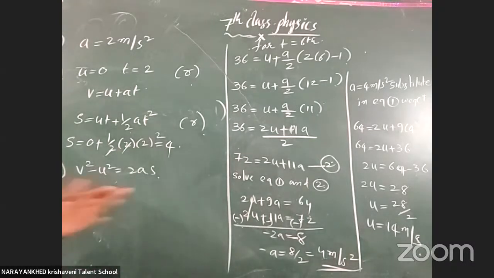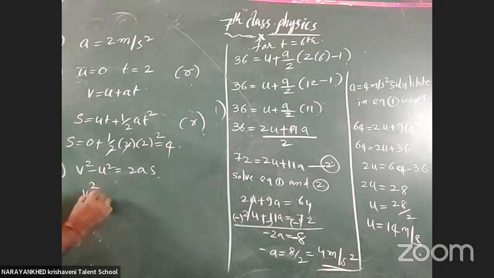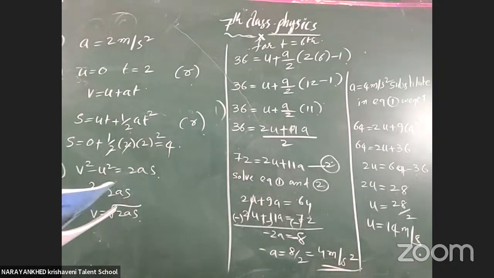s is equal to 4 meter, you have to substitute. a is equal to 2, you have to substitute. u is equal to 0. Okay, then v square becomes 2as, and v is equal to under root 2as. That is what we get. Okay, the value of v. Next one, the answer for D.